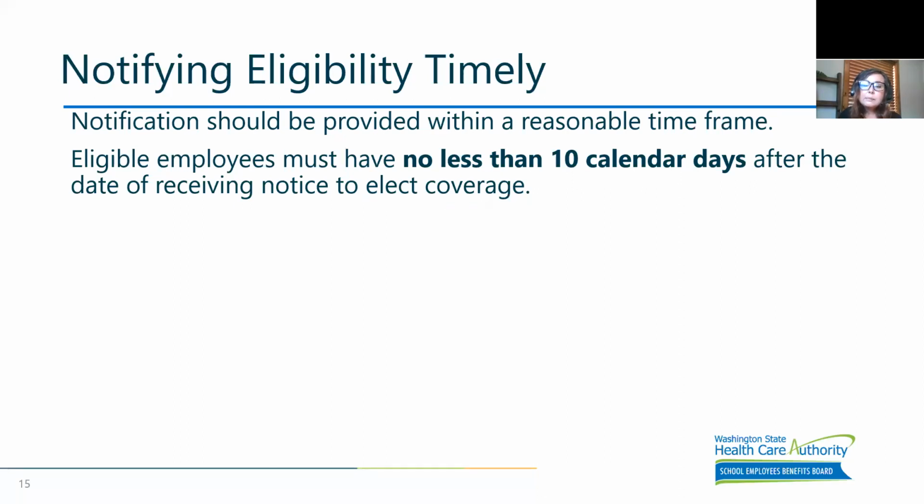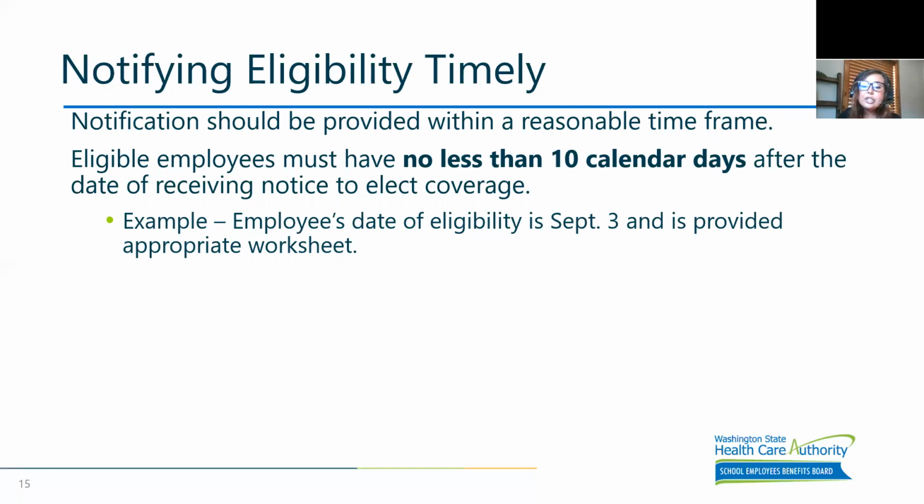It's really important that notification of eligibility is provided to your employees within a reasonable time frame. The reason I say this is because all newly eligible employees must have no less than 10 calendar days after the date of receiving their notification of being eligible to elect coverage. So let's take a look at an example.